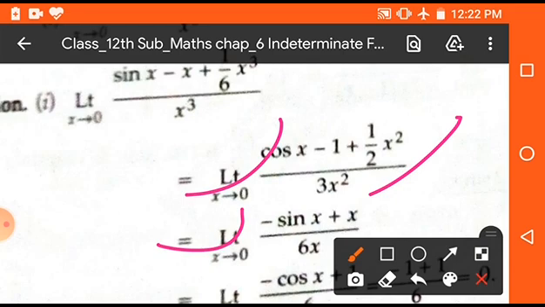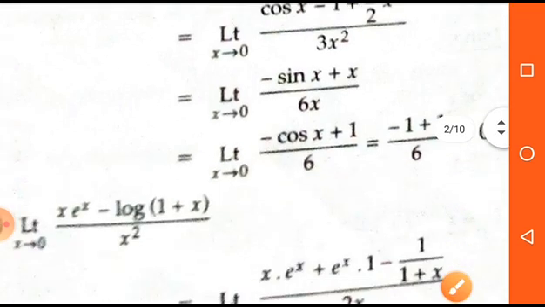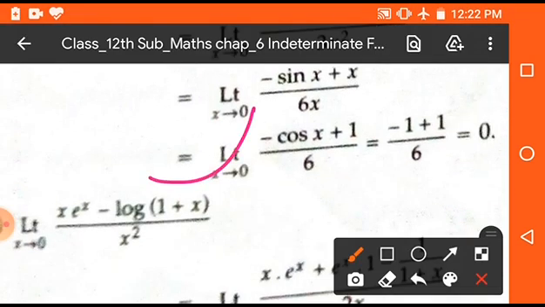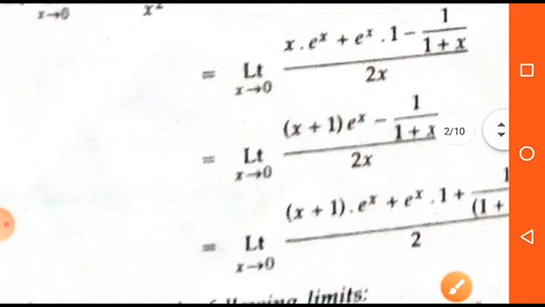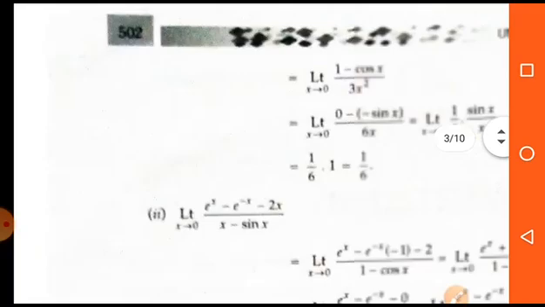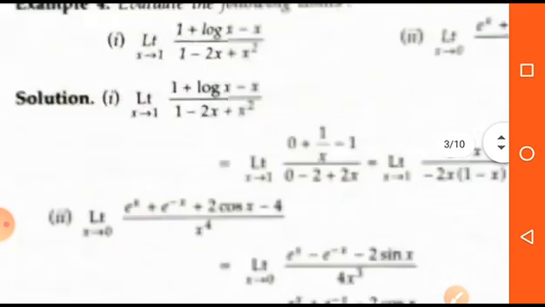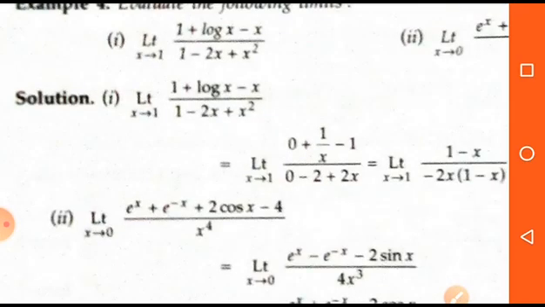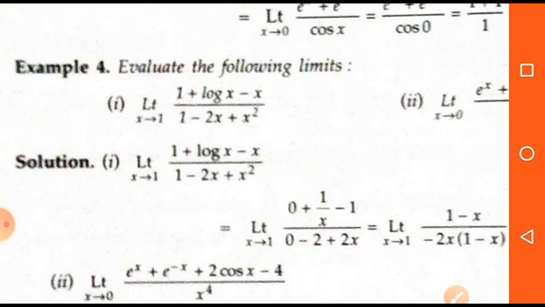Clear? So minus sin x plus x upon 6x. Again differentiating, we get minus cos x plus 1 upon 6. So it will be 0. 0 is a defined form. Clear, students? Okay. So student, with the help of L'Hospital, you can solve any question.